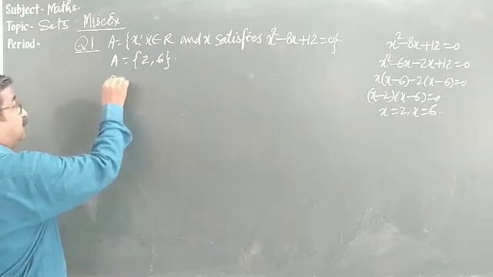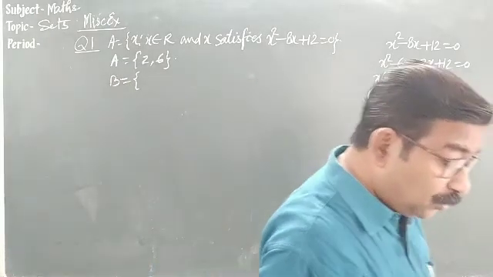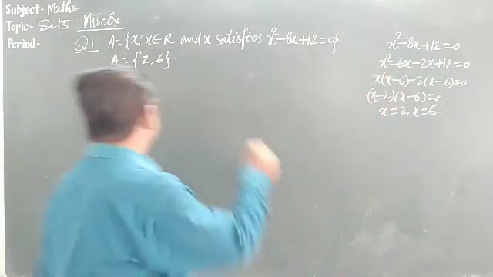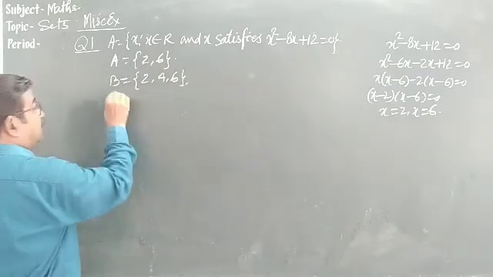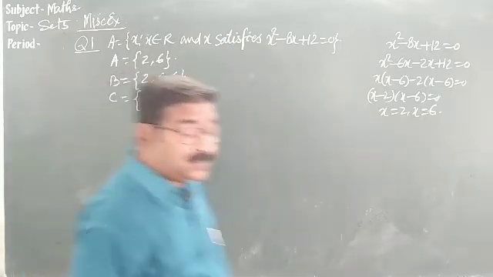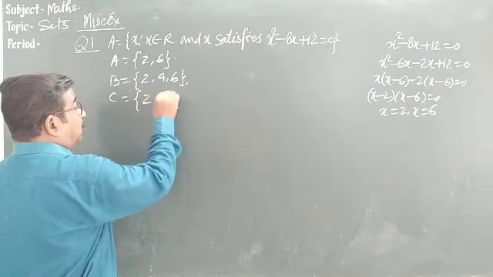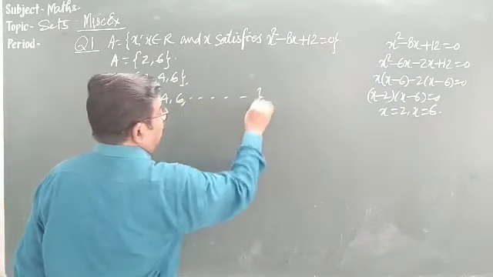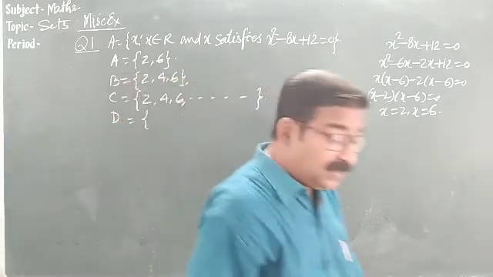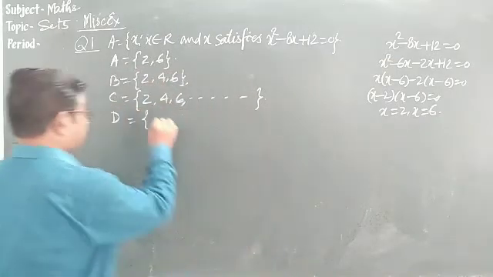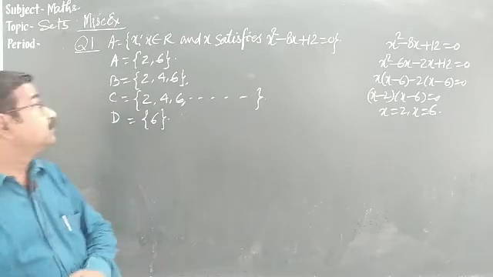Let's see. Set B is given: {2, 4, 6}. Set C is given: the set of all even natural numbers, we have 2, 4, 6 and so on. Set D is given having a single element, 6. Now everything is clear.